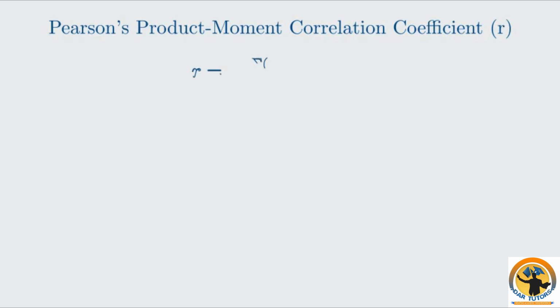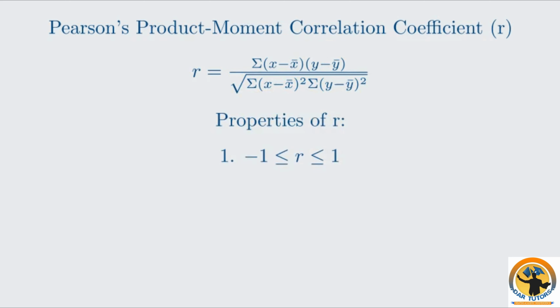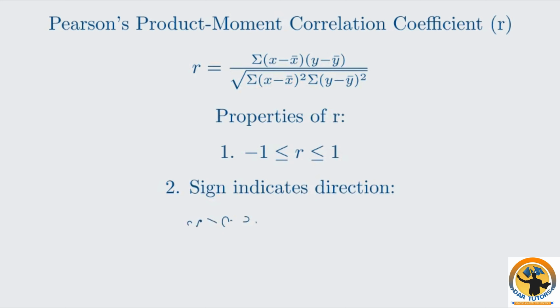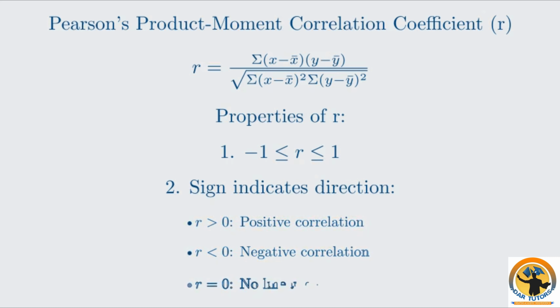The formula involves the sum of the products of the deviations from the mean for both x and y, divided by the product of the standard deviations. This calculation is best left to technology. What you do need to know are the properties of r and how to interpret its value. First, the value of r always falls between -1 and +1, inclusive. Second, the sign of r tells us the direction of the correlation. A positive r means a positive correlation, and a negative r means a negative correlation.